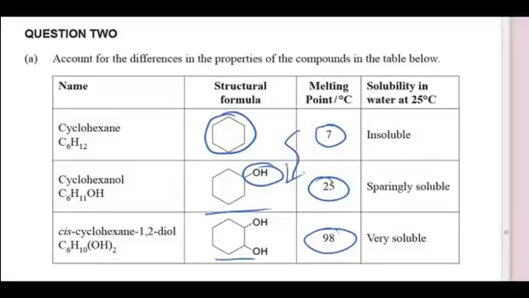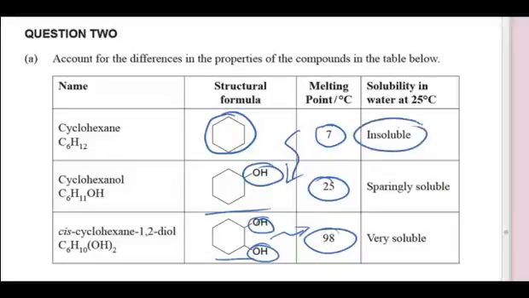Now we could also mention the fact that this is a polar molecule, and then we move on to the 1,2 diol, and obviously we've got two OH groups here, which means it's got more capacity to hydrogen bond with other molecules, and that means that it's going to have a much stronger attraction between itself and other diol molecules, and hence we're going to have a much higher melting point. So we can talk about that with the forces of attraction between these and how it's reflected in the melting point increasing. Obviously the boiling point would increase as well.